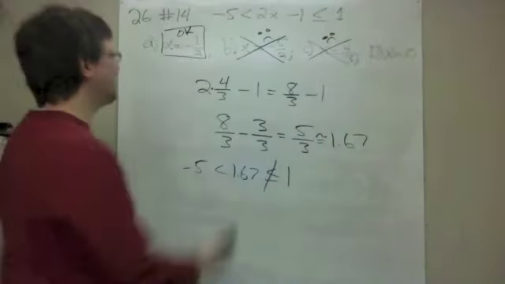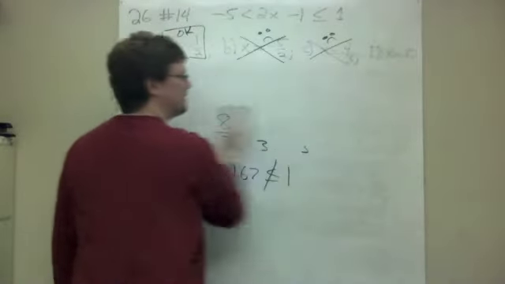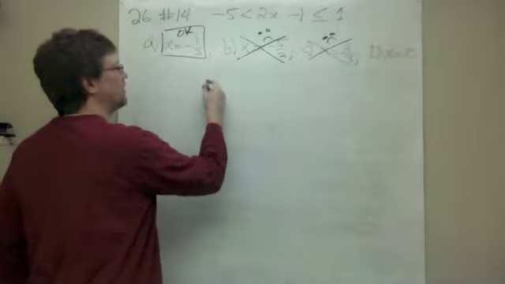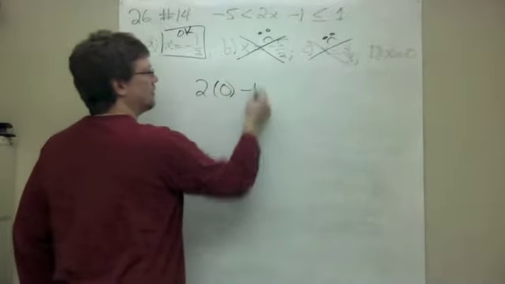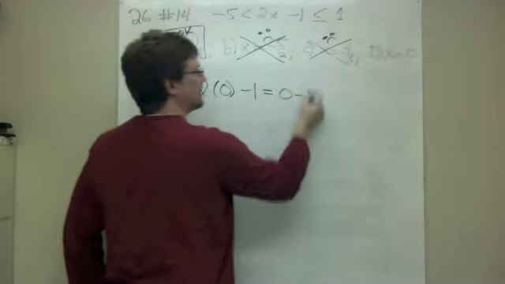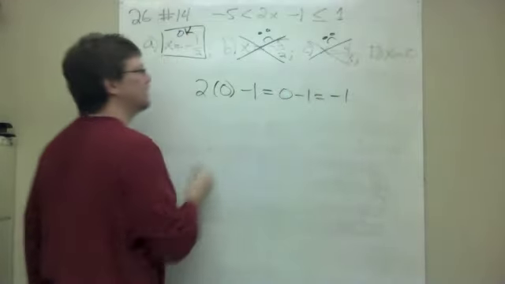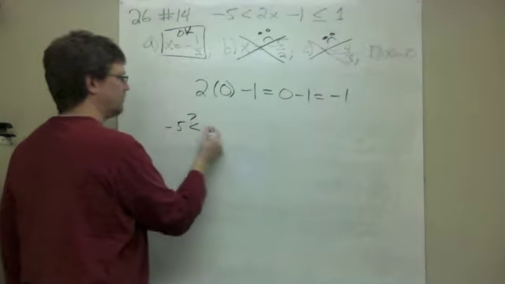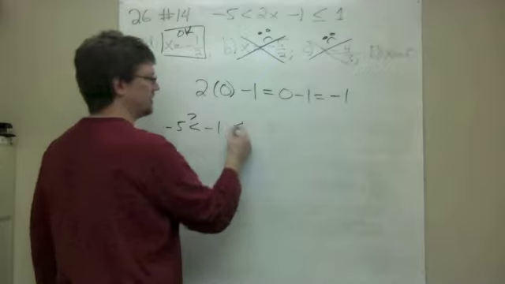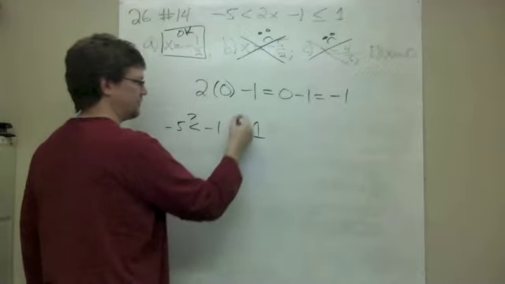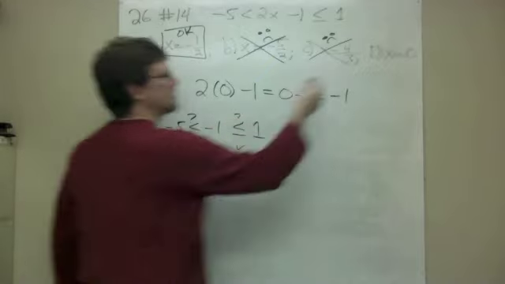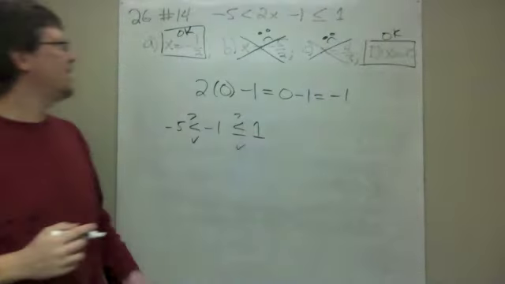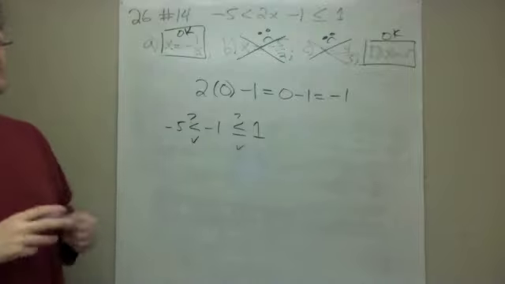So this one is also a bad point. And if we plug in our last one, x equals 0. 2 times 0 minus 1 is 0 minus 1, which is minus 1. And is negative 5 less than negative 1? Yes. Is that less than or equal to 1? Yes. Yes and yes. So this one is also good. So points A, negative a half, and D, 0 work.